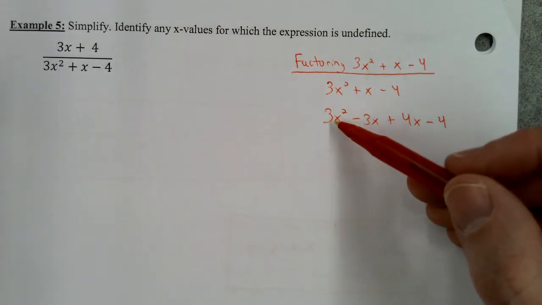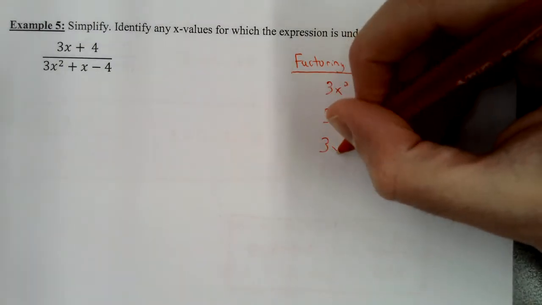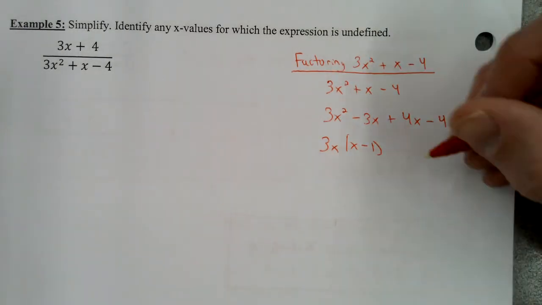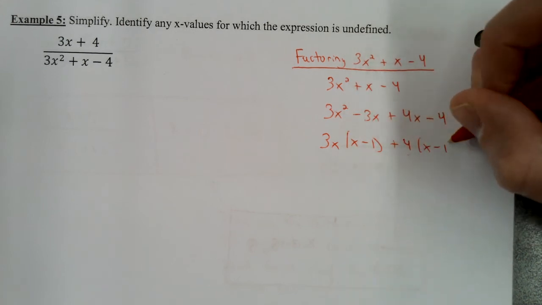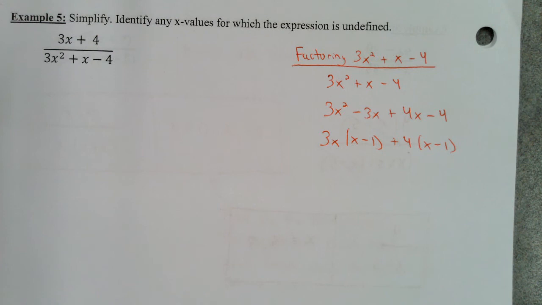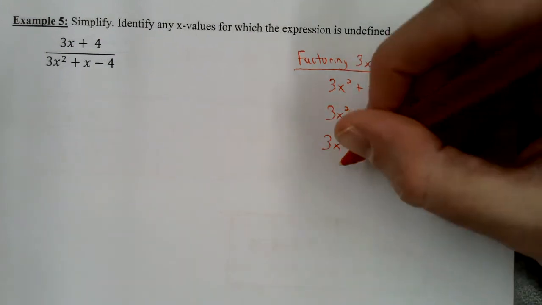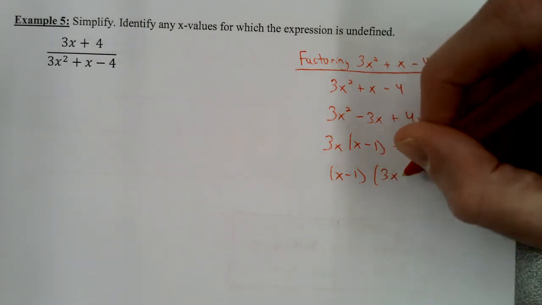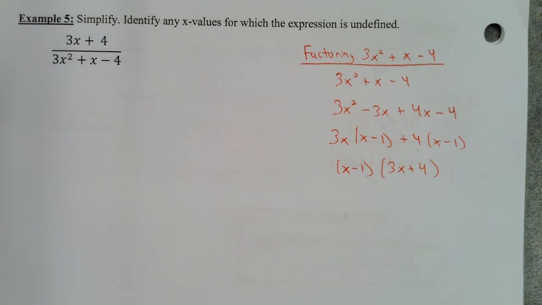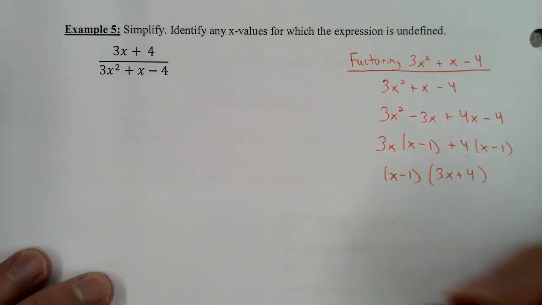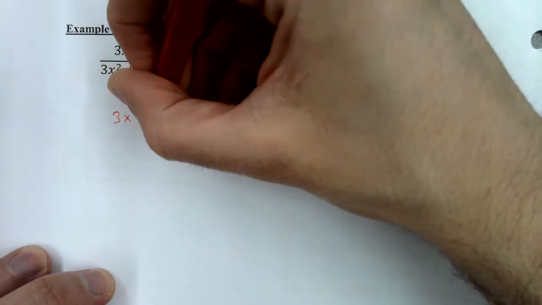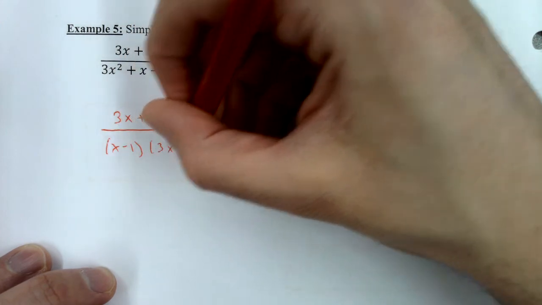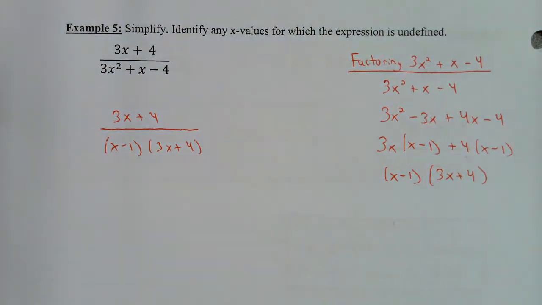Take out the common factor of the first group, which in this case is 3x. It leaves you with x minus 1 in parentheses. Take out the common factor of the second group, which is a 4. So it leaves you with x minus 1 in parentheses. The parentheses match. The x minus 1 gets factored out to the beginning, and everything else, in this case 3x plus 4, goes in the second set of parentheses. So that's how you factor that.